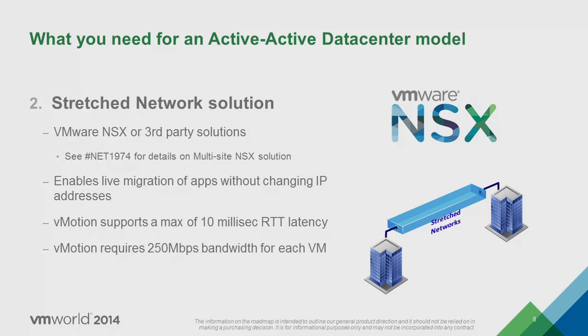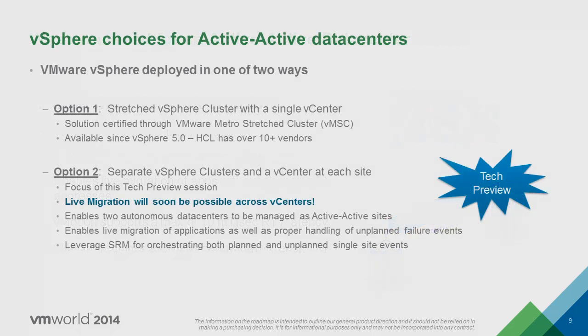And for every concurrent VM that is being vMotioned, you need to have 250 megabits per second of bandwidth. So we talked about storage that's required for active-active, and we talked about the networking requirements. Now let's look at how you deploy the ESX environment itself.